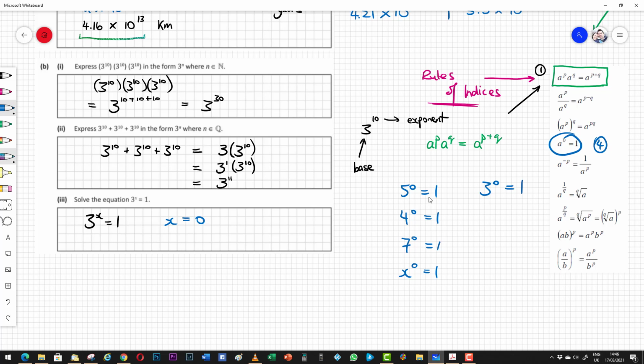The first part is reasonably straightforward because we just apply rule number 1. The second part is tricky because you have to spot that we can say that this is 3 times 3 to the power of 10. And then the last part just requires us to remember this rule here, that anything to the power of 0 is 1. And so if we have a number to the power of 0 and we get 1, well, that power must have been 0.